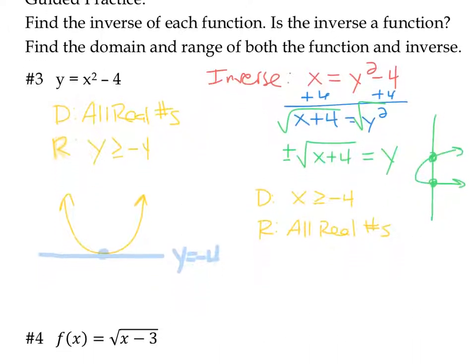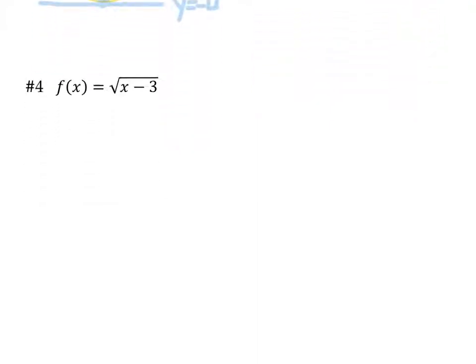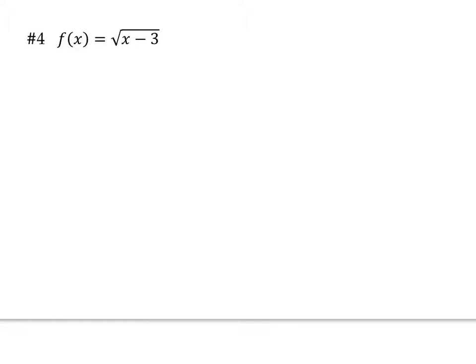Let's see one other example here. This is written as a function. F of x equals the square root of x minus 3. That's just like writing a y equals. So when we go to find the inverse, and that's the first thing we want to do, we're going to have x equals the square root of y minus 3.